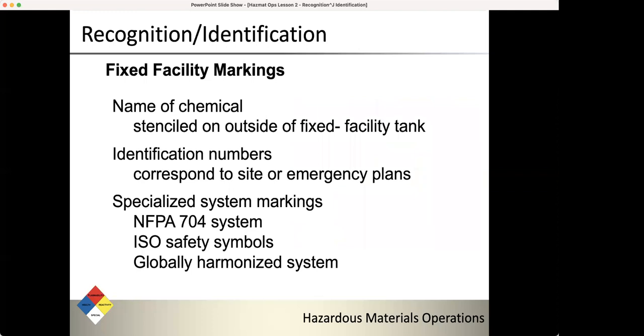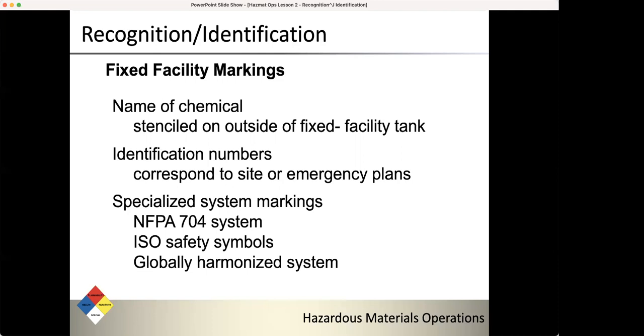Sometimes the name of the chemical is stenciled on the outside of a fixed facility tank. Sometimes they have special identification numbers. They can correspond to a site or emergency plans for that specific business. So on the outside of fixed facilities, we're looking for that NFPA 704, some other ISO safety symbols.